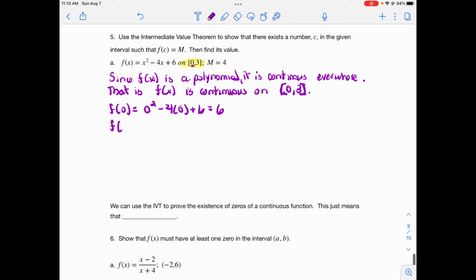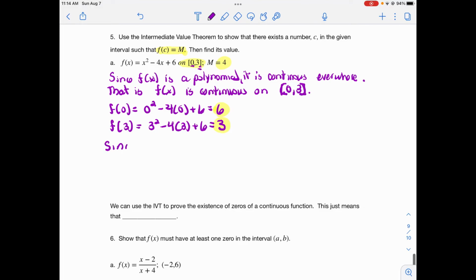Then you find your function value at the other endpoint. Do direct substitution here, and you get 3. Now, we wanted to prove that there is some c value where the function value is equal to 4. So you have to look at these results you got in your work here. The one that you're looking at has to be between those two values. If it's not, you can't use the intermediate value theorem. So it has to fall between that.